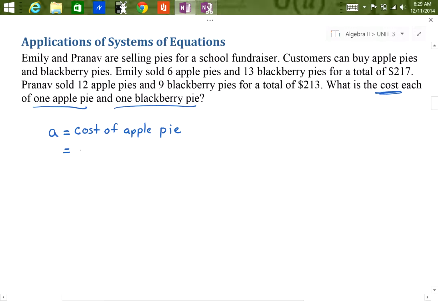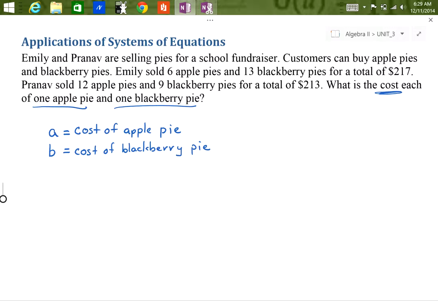The other thing that I'm trying to find is the cost of blackberry pie. Okay, that's the other piece of information I'm looking for. I'm going to give that a variable name as well, B for blackberry. So that first step is to identify what you're looking for. What are the things that you're supposed to solve for? We did that. We have 2 things that we don't know. That means we need 2 equations to solve for those 2 unknown pieces of information.